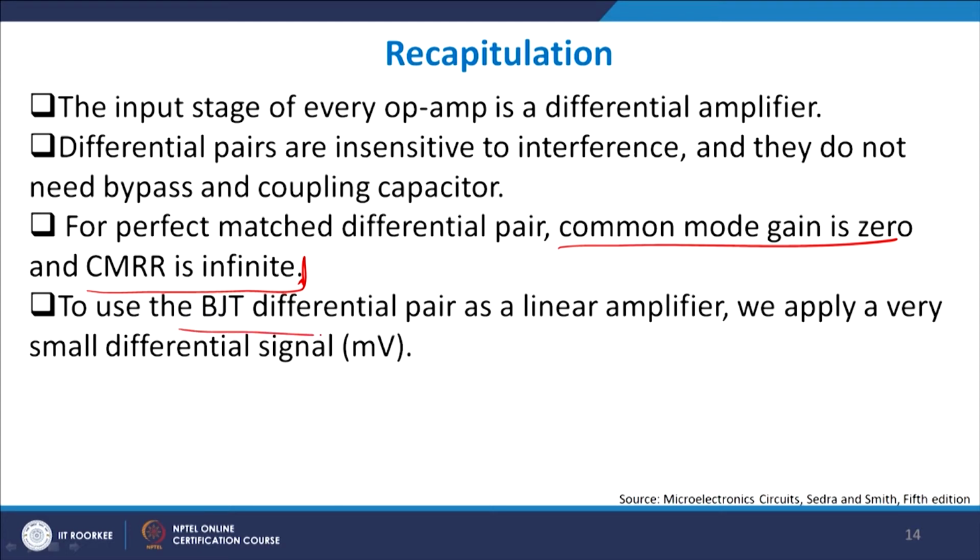So if you want to use a BJT as a linear amplifier, we apply a very small differential signal. If you apply a large differential signal, you might end up with a highly nonlinear profile, because then you move away from the linear region. So you generally apply a small input signal. This way we have taken care of the very basic understanding of a differential signal.